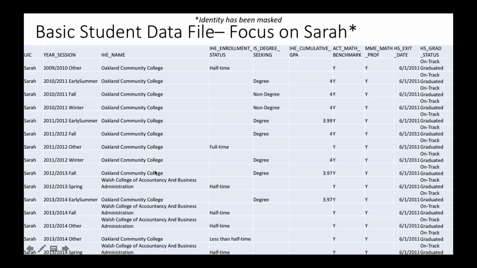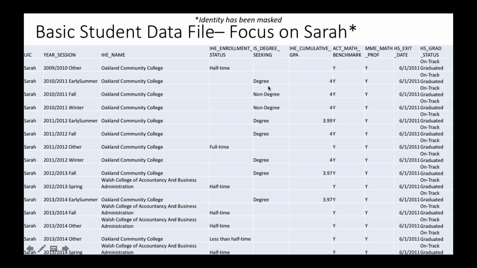I see she went to Oakland Community College and Walsh College of Accountancy and Business Administration, which I'm just going to call Walsh from now on. So she went to two different IHEs over her course. Her IHE enrollment status only comes from the National Student Clearinghouse. So when you see this data, just know that it's coming from NSC, meaning Oakland Community College and Walsh are sending this information. For the most part, we're seeing she was half-time. She might have been full-time for a few of those sessions, but that tells us some things.